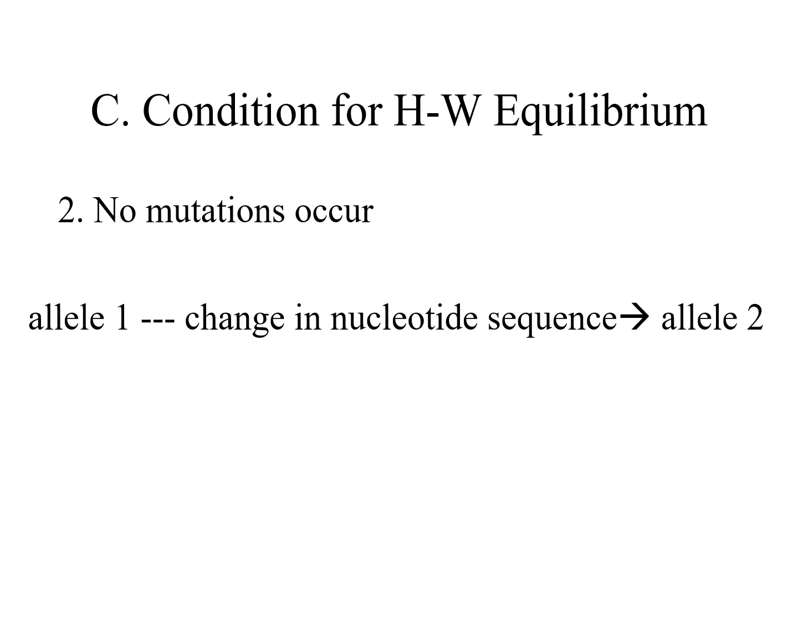Okay, a second condition needed is that you can't have any mutations, right? Mutations at the gene level. That is how we get new alleles, right? You have an allele, and there's a change in the nucleotide sequence, and now it's a different allele. So you can't have that. If you cause a mutation in a gene, you're changing the frequency of both alleles, right? So mutations cannot occur if a population is to remain in equilibrium. Of course, mutations are spontaneous and random.